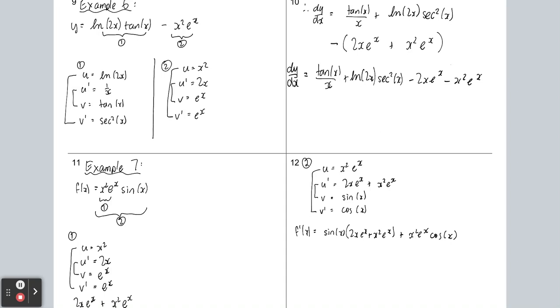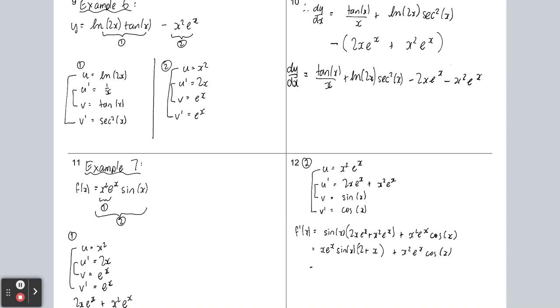What I could do is a little bit of simplification here. So, for example, I can see that there's a common x for these two terms here and a common e to the x here. So I might go, that's x e to the x sine x outside of 2 plus x. Okay, just taking out that common factor of x e to the x, plus x squared e to the x cosine of x. Maybe that's a bit better.